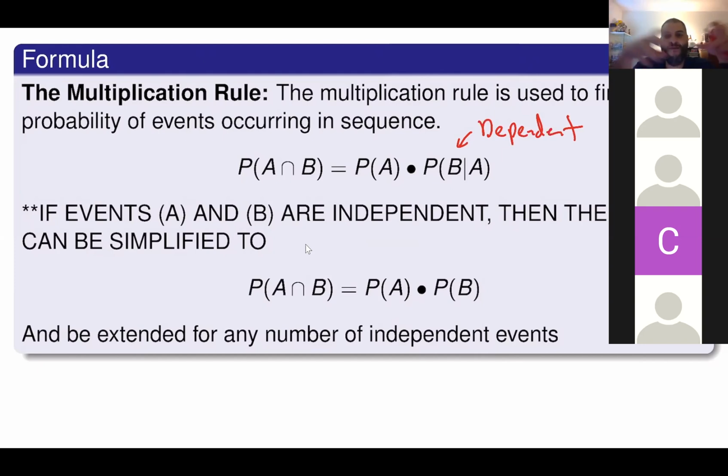One event does not influence the other, because if it's rainy, it doesn't make it more likely or less likely of you passing the statistics class, because they're independent from each other. One doesn't influence the other.